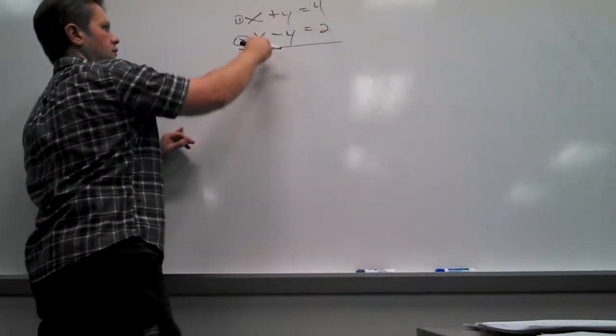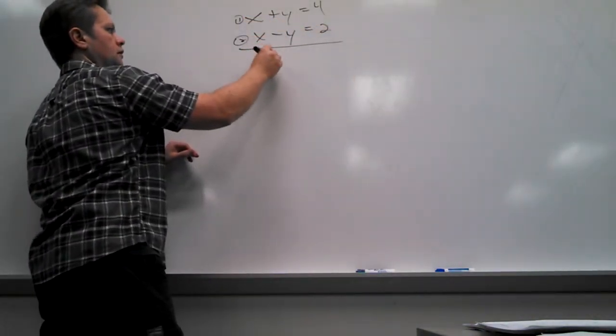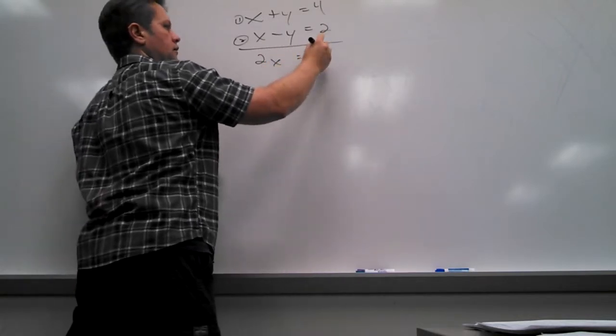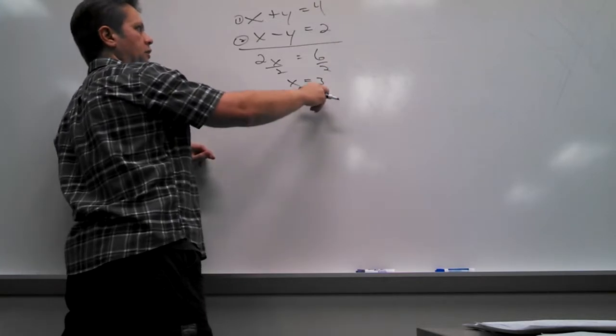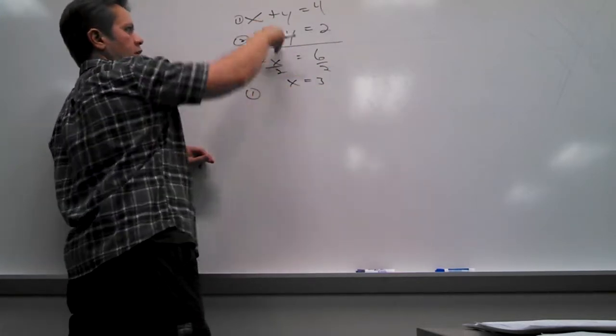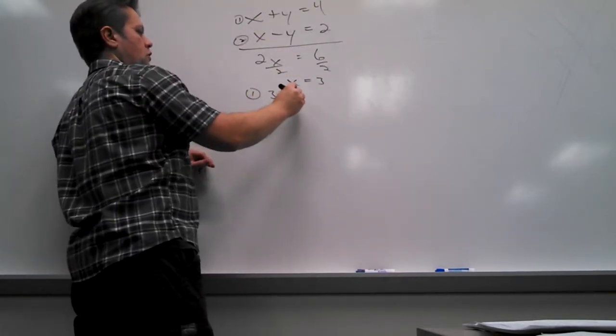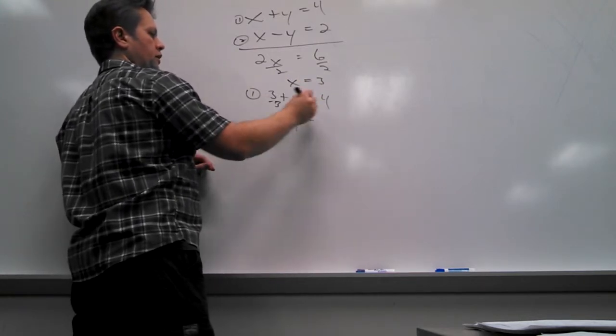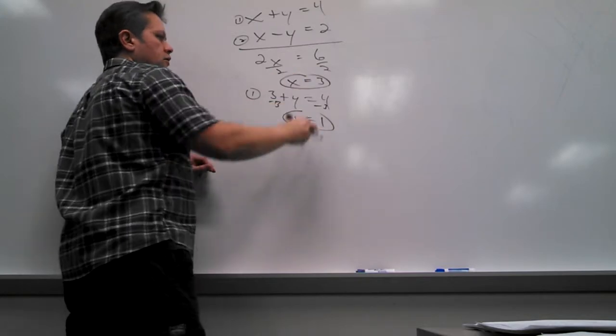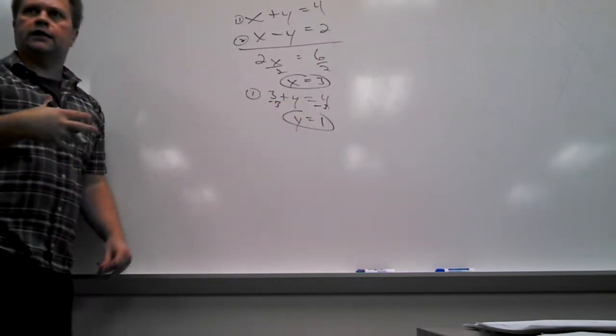So I'll get 2x. X is 3. And then I can plug that back into like 1, for example. Either 1, really. But I get 3 plus y equals 4. So y is 1. So this is okay, but what really does the answer look like?